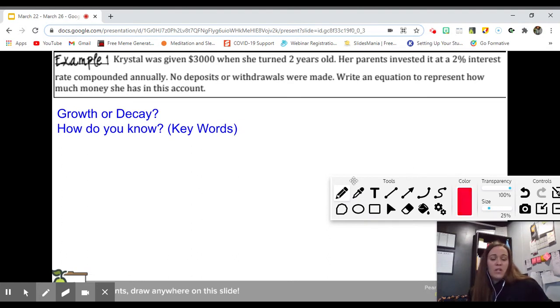Some keywords that I saw in here was that they invested at a 2% interest rate. If they're investing something, that particular amount is going to increase. So you're going to see that $3,000 start at a particular point, and then it's going to increase exponentially.